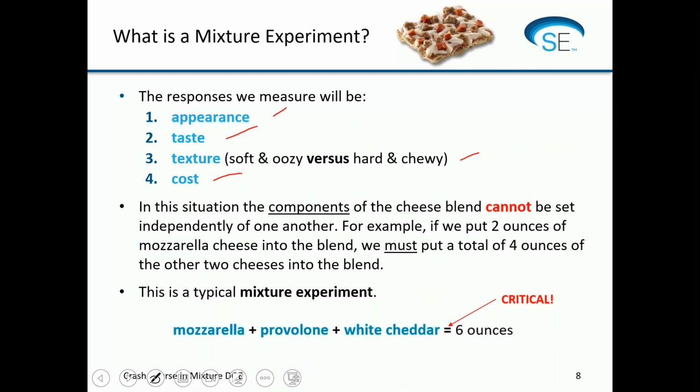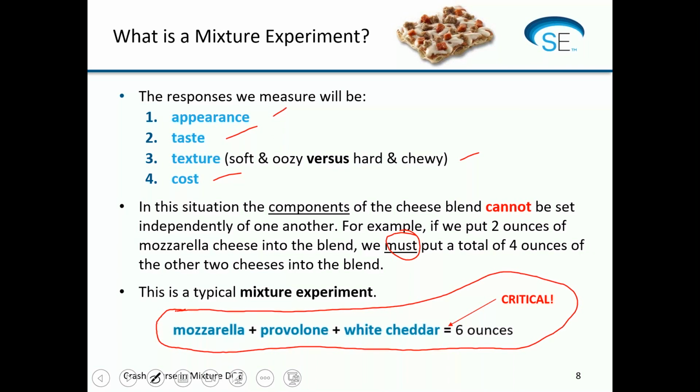Now in this situation, we're going to call these cheeses components because they're parts of a blend. These components cannot be set independently of one another. If we put 2 ounces of mozzarella into the blend, we must put a total of 4 ounces of the other 2 cheeses into the blend. So the components have to sum up to a fixed total. And this is going to answer your question: do I have a mixture experiment, or do I have a response surface or factorial experiment? If any of the columns in your design spreadsheet add up to a fixed total, you likely have a mixture.